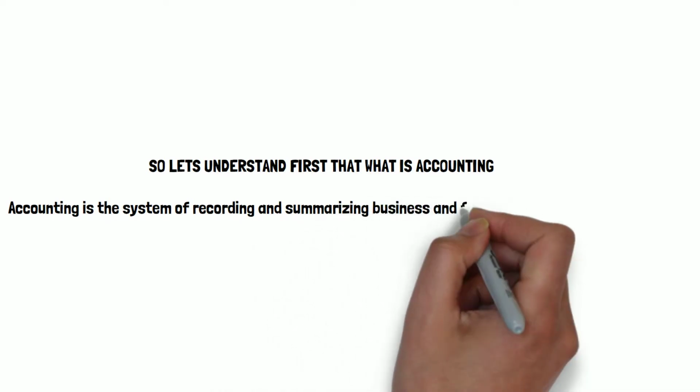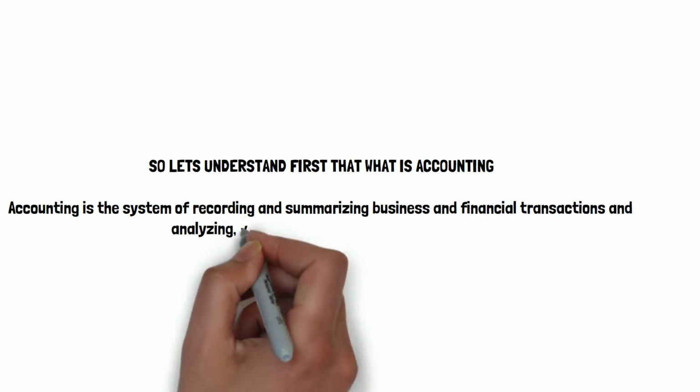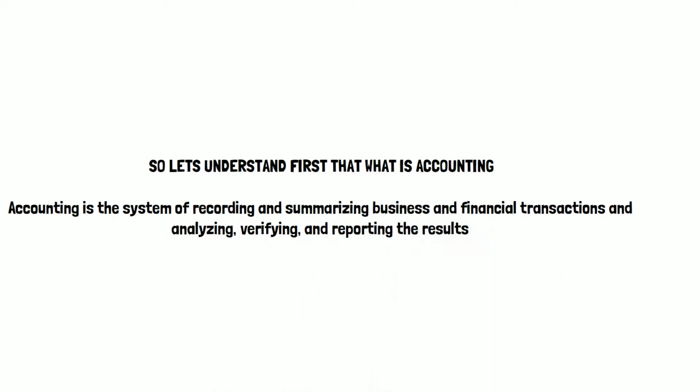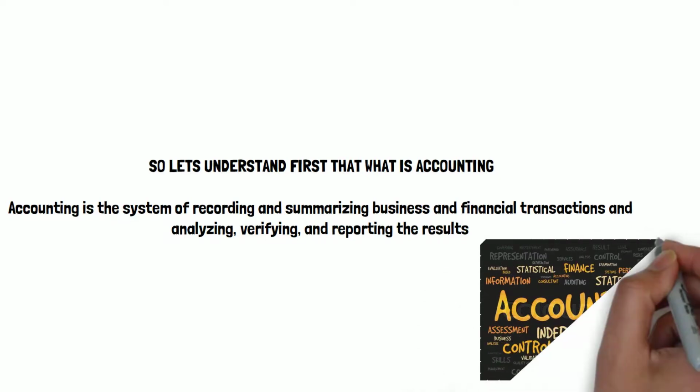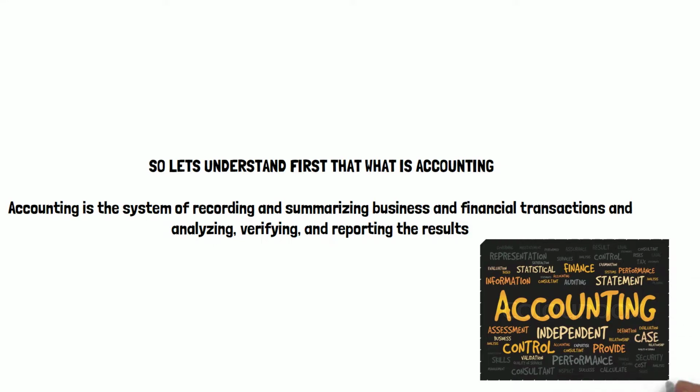Let's talk first about what accounting is. That is a totally theoretical thing, but just quickly have a look at what accounting basically is. Accounting is the system of recording and summarizing business and financial transactions and analyzing, verifying and reporting the results. It means collecting basic information and then processing it in such a manner that you present the end result in the shape of a report after verifying the gathered information. We are discussing this only to give you an idea of accounting.